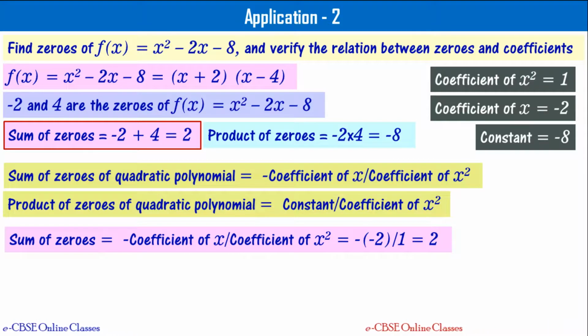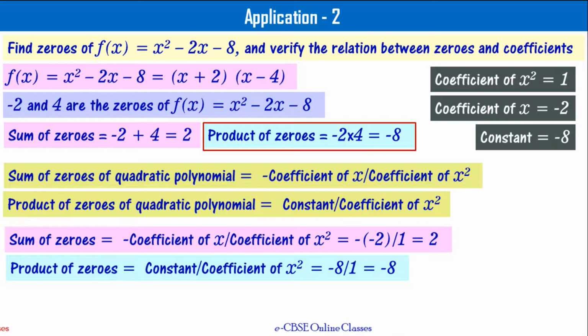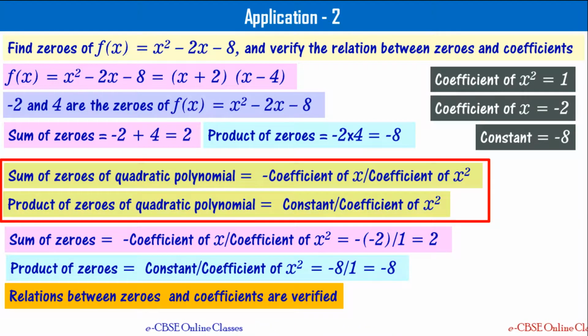which is exactly equal to the number we have gotten just now, right? And the product of zeros can be written as the constant divided by the coefficient of x², that is -8/1, that is equal to -8. It is exactly equal to the product of zeros we have obtained earlier, right? So now we can say that the relation between zeros and coefficients is verified, right? This is what we are asked to find or show.